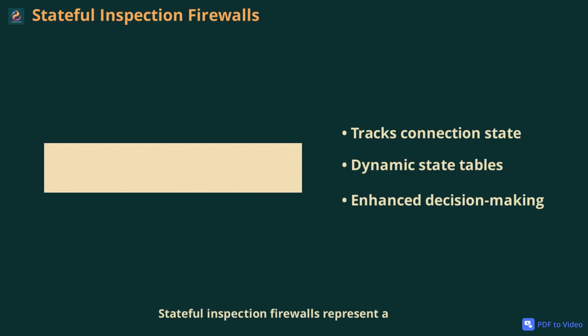Stateful inspection firewalls represent a significant advancement in firewall technology. They inspect packets between the data link and network layers, maintaining dynamic state tables to track the context of each connection. This allows for more intelligent decision-making, as the firewall can determine whether a packet is part of an established session or a new request. Invented by Check Point, stateful inspection has become a standard feature in modern firewalls, offering enhanced security and flexibility.